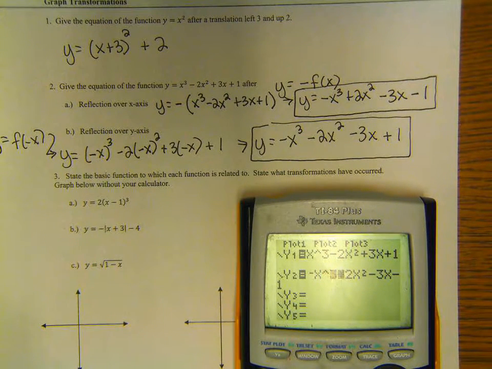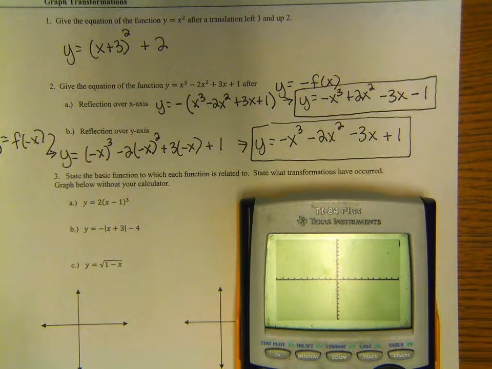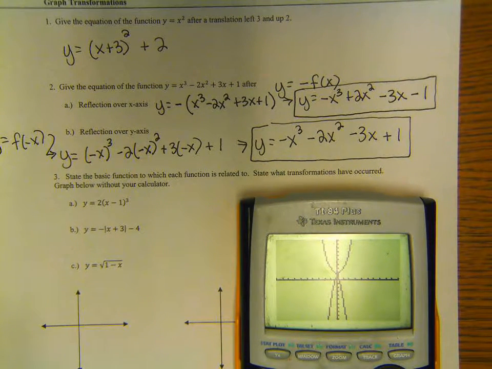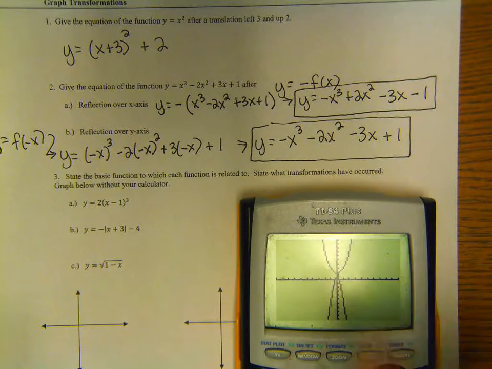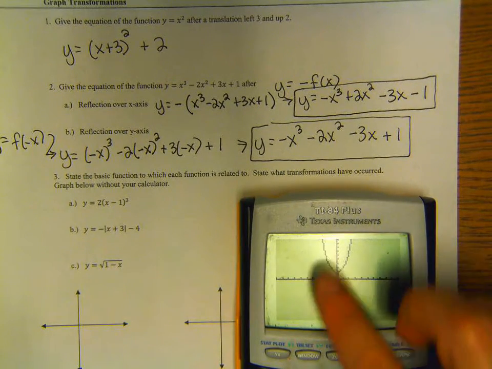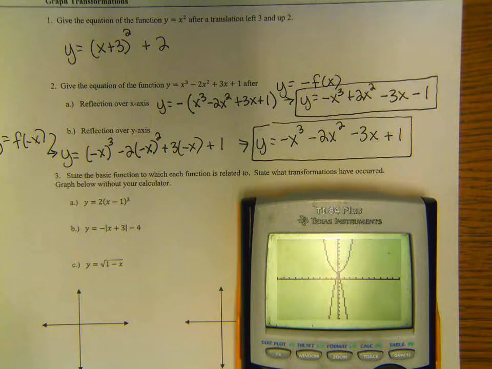All right. I'm going to type in the second one now and the original and just confirm that it looks like it's reflected over the y-axis. So there's the original graph. Okay. And that's reflected over the y-axis. So this went to there, this went to there. Okay.